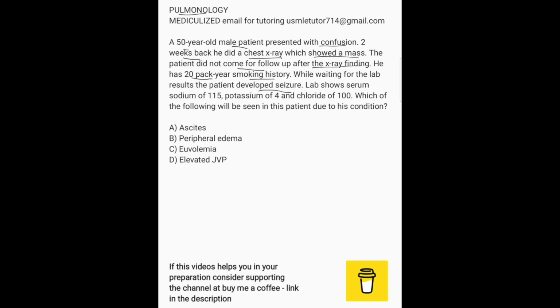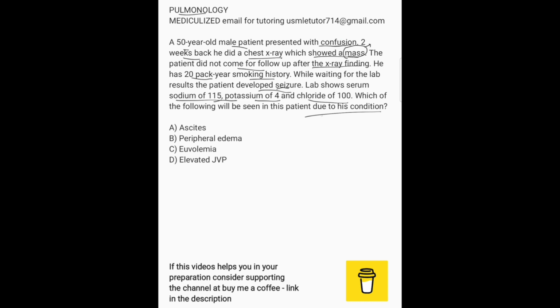Lab shows serum sodium of 115, so that's really severe symptomatic hyponatremia, and potassium of 4 and chloride of 100. So potassium and chloride are normal. Which of the following will be seen in this patient due to his condition? So this patient definitely has some sort of lung cancer, because he has a mass here. Also, the patient has hyponatremia.